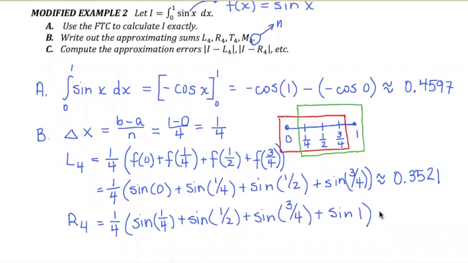This is just calculator work. Type it in, 4 decimal places, you should get 0.5625. And again, make sure your calculator's in radian mode.